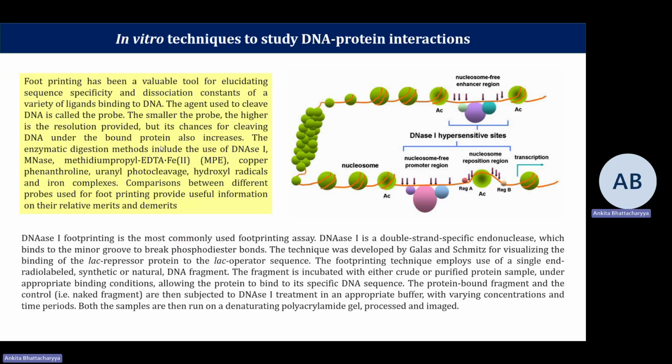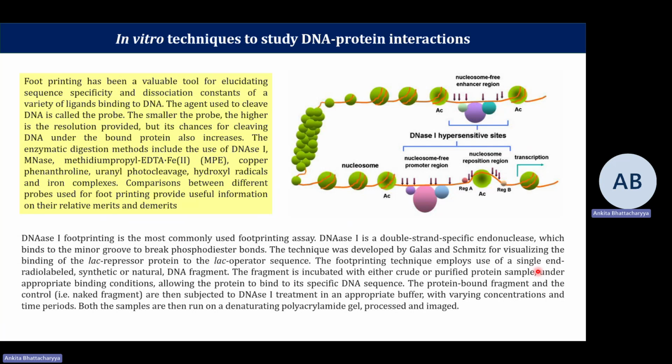DNase 1 footprinting is most commonly used for this assay. It's a double strand specific endonuclease, which means it binds to the DNA minor groove, cuts the phosphodiester bond. It was developed by Galas and Schmitz for visualizing the lac repressor binding to its operator sequence. It employs the use of a single end labeled DNA fragment, which is then incubated with a purified protein under appropriate binding conditions, allowing the protein to bind to its specific sequence.